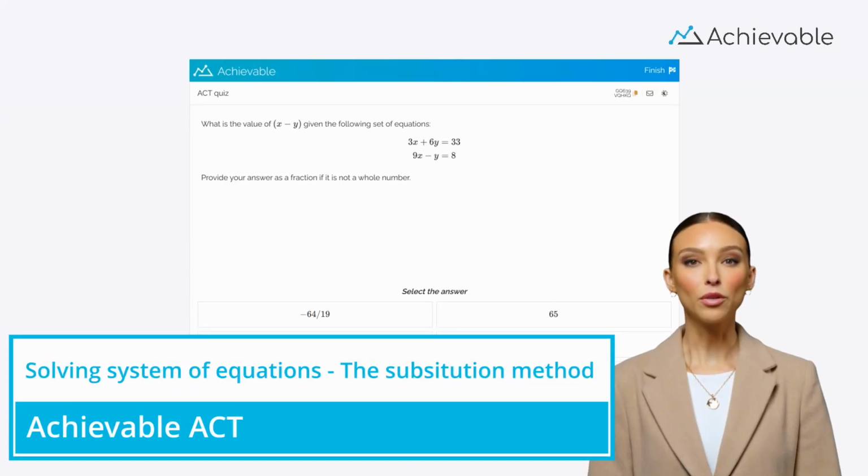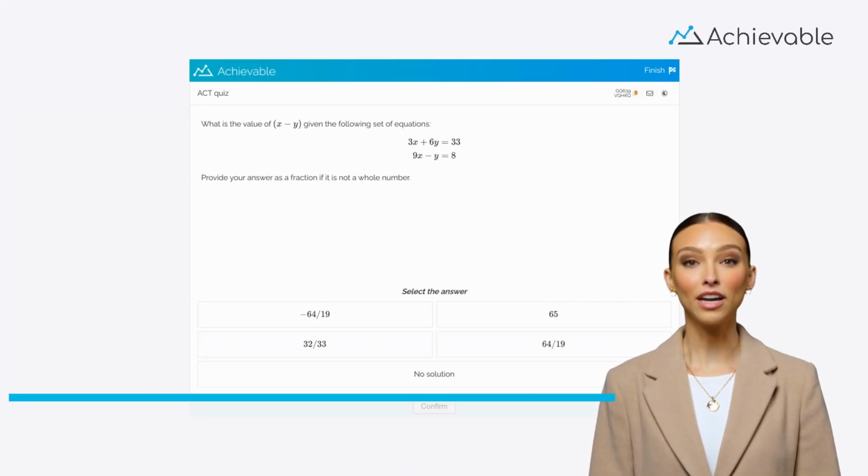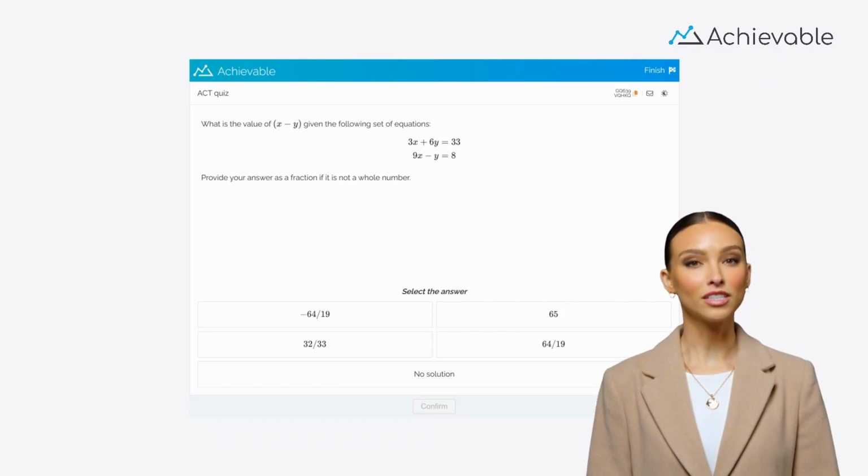In this video, we'll use the substitution method to solve a system of equations and find the value of x minus y. Here's the system we're working with. Equation 1, 3x plus 6y equals 33. Equation 2, 9x minus y equals 8. The substitution method involves solving one equation for one variable, then plugging that expression into the other equation.